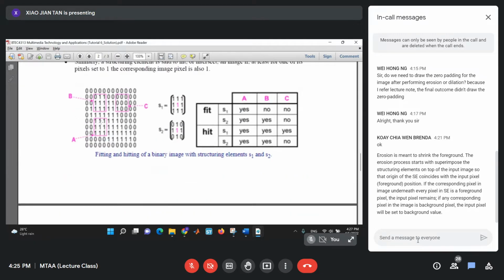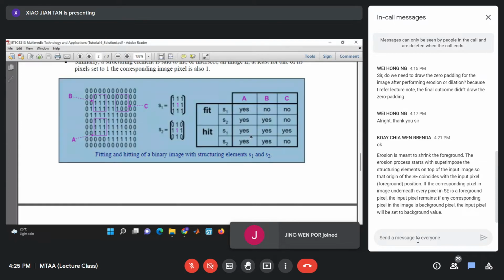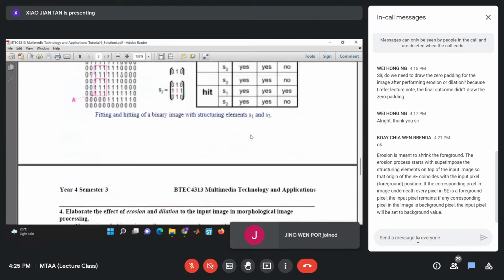So this is the basic principle of fitting and hitting. Fitting means the entire structuring element is fit inside the foreground, and hitting is just part of it touching or intersecting with the foreground. I think you all already know this very well.